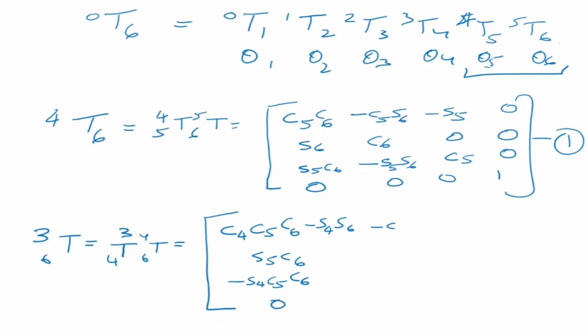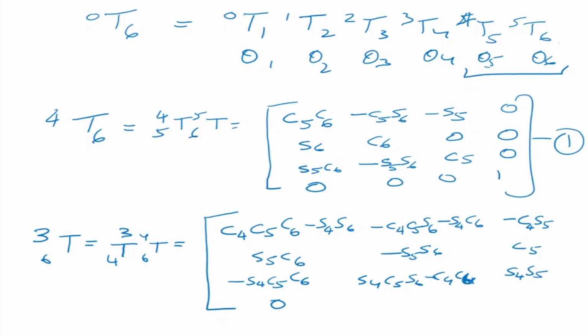The second column is minus C4, C5 and S6 minus S4, C6. The second term is minus S5 and S6, and here it is S4, C5 and S6 minus C4, C6. And this is C4 and C6. The third column is C4, S5, C5 and S4, S5. This is A3, this is D4, this is 0, this is 0, 0, 1. Okay, let's call this equation number 2.